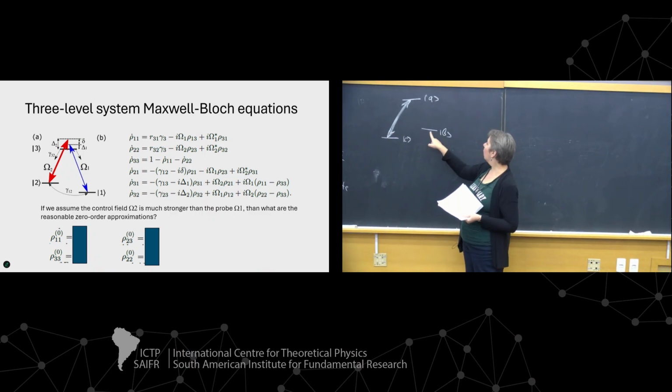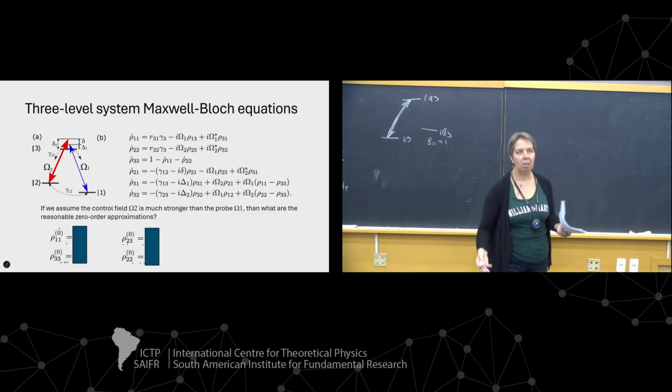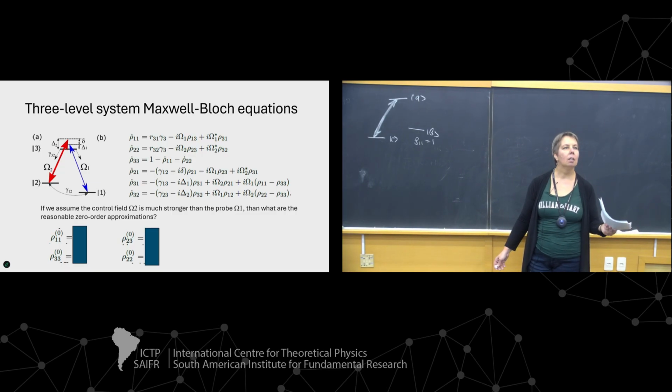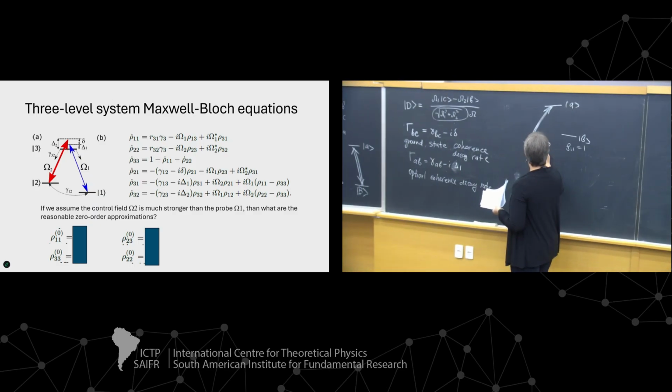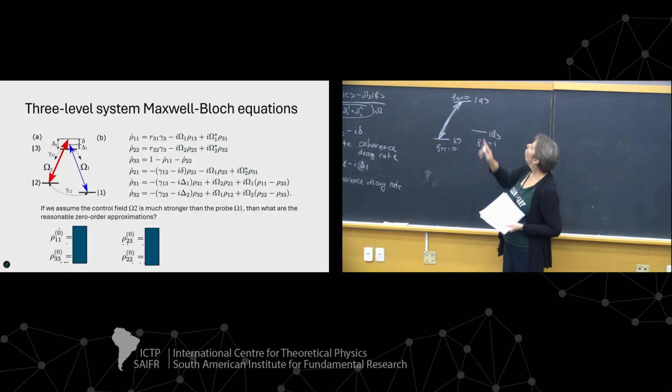So you already said that all the population will end up here, right? So we can say that rho 1,1 probably will be 1. That's a good guess. What about the other populations? They're going to be 0, exactly. So these states are basically going to be empty. Okay? And we have only one more.